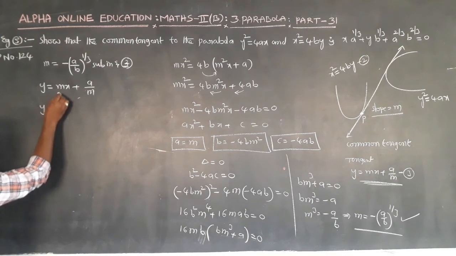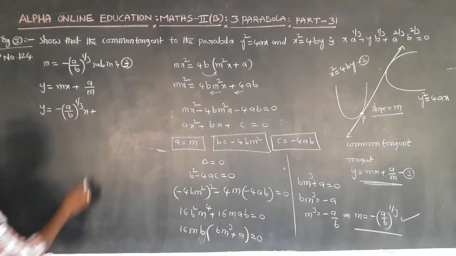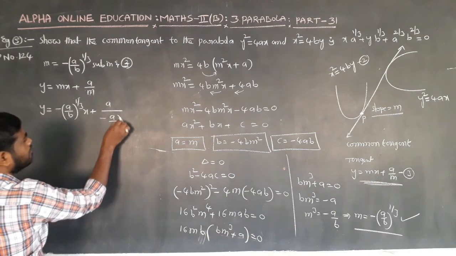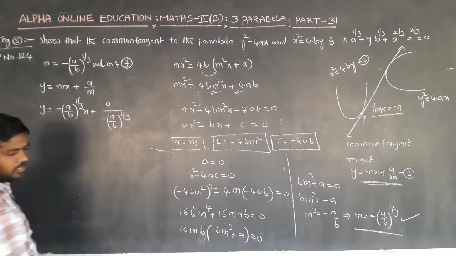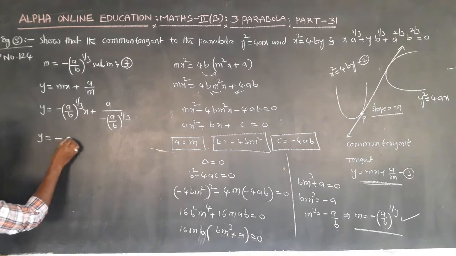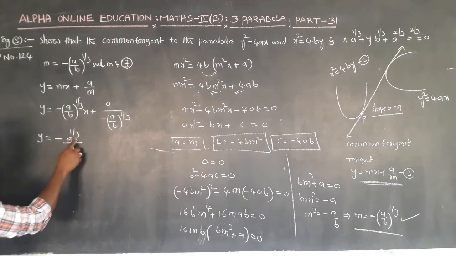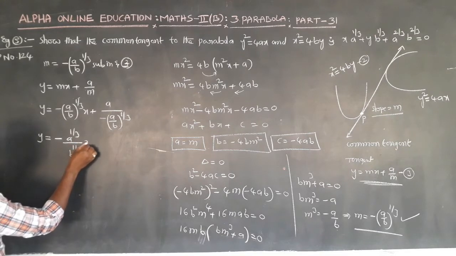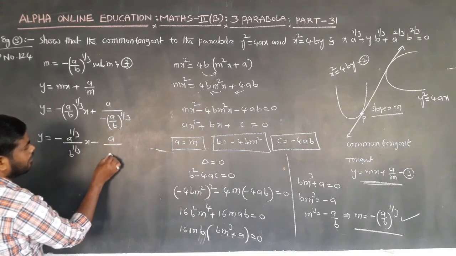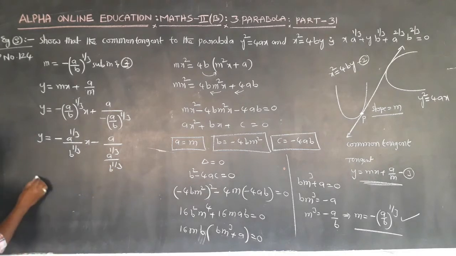y is equal to m, minus a by b whole to the power of 1 by 3, x plus a by m, where m is minus a by b whole to the power of 1 by 3. Simplifying, y is equal to minus a by b whole to the power of 1 by 3, which means a to the power of 1 by 3 by b to the power of 1 by 3 x, plus a into minus, minus a by a to the power of 1 by 3 by b to the power of 1 by 3.